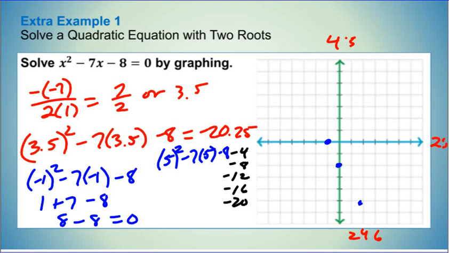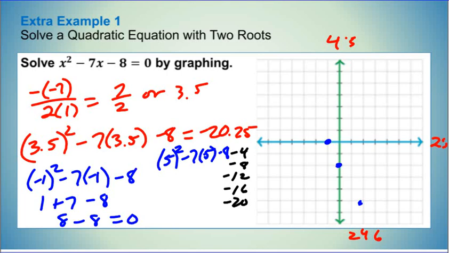Let's see, do 6 squared minus 42 minus 8 gives us -14, so that doesn't work. Let's go back to 5: 25 minus 35 minus 8 gives us -18. So we know we have to go past 6.